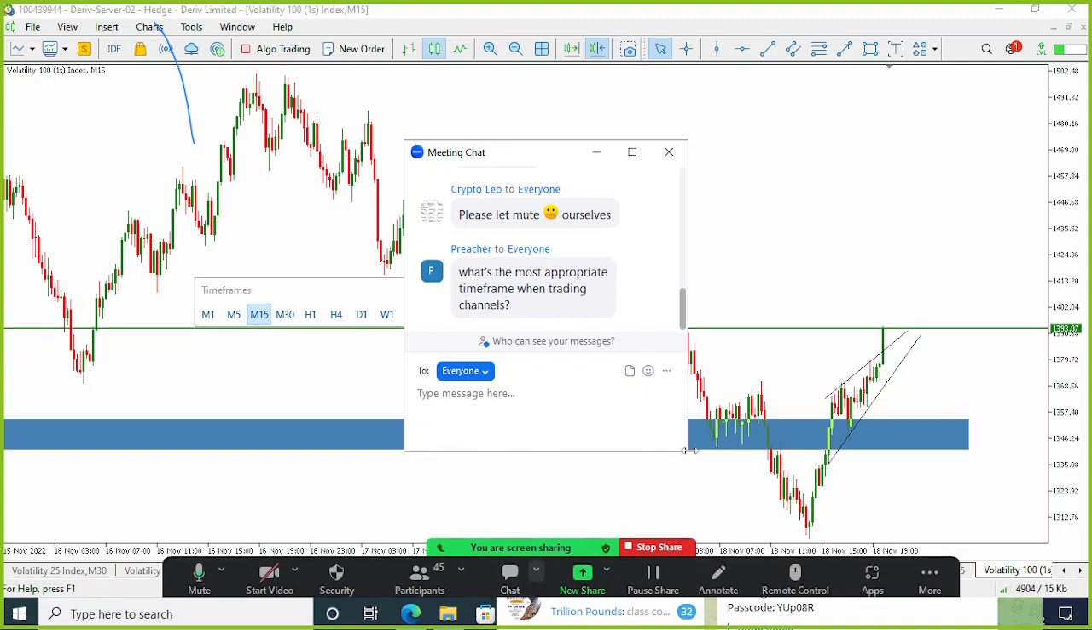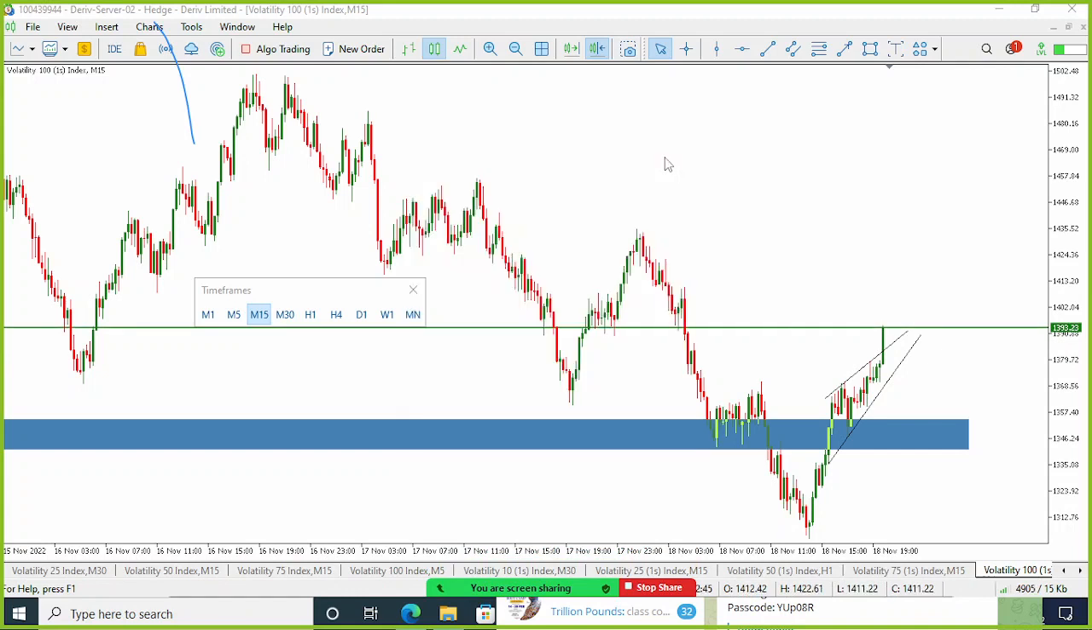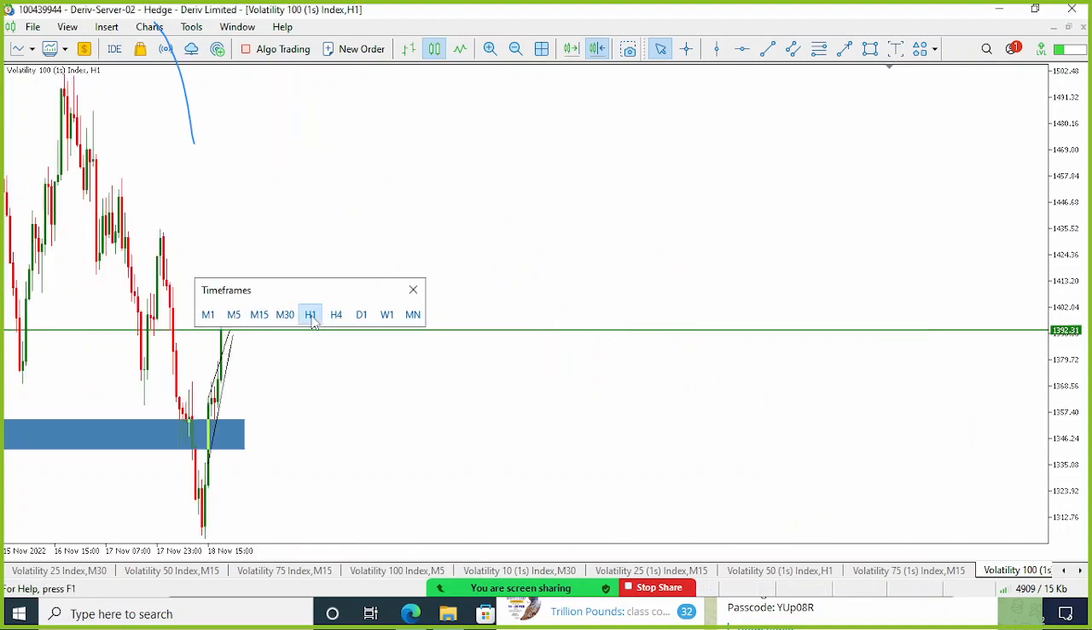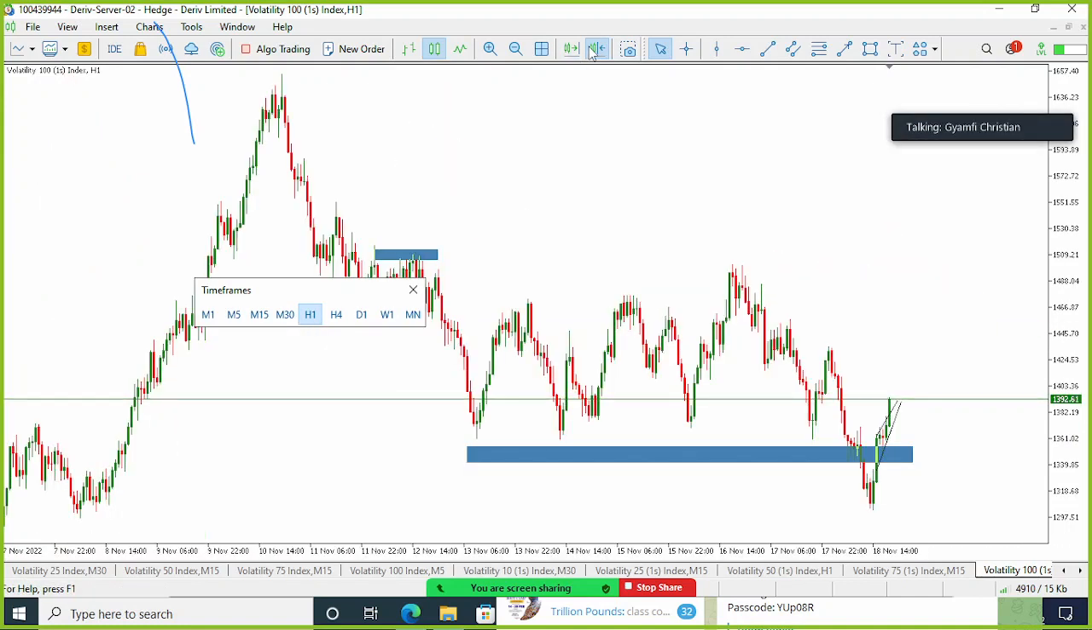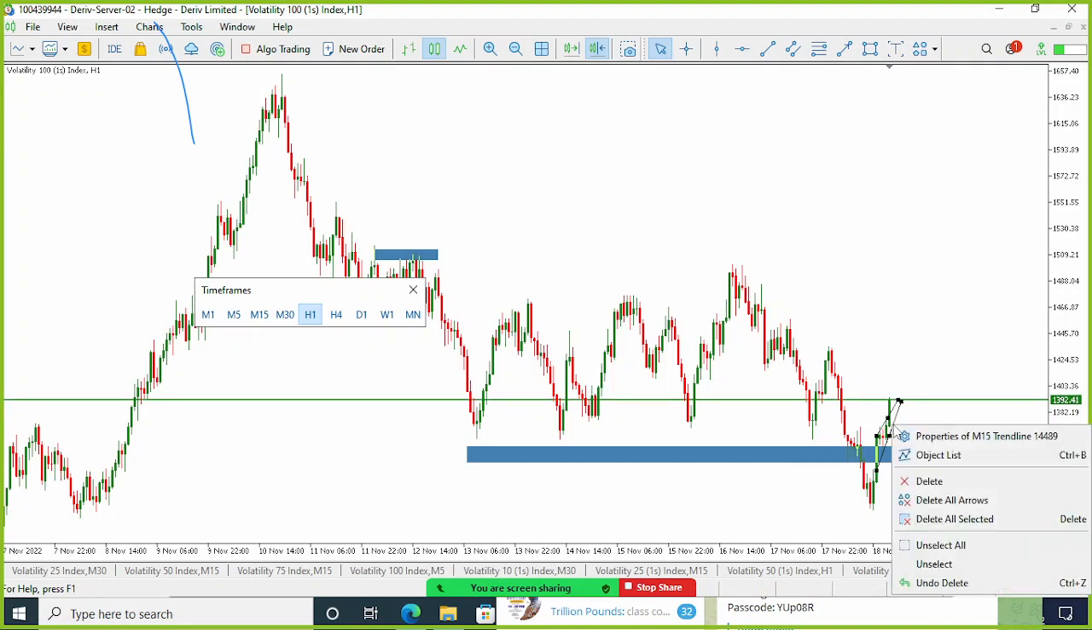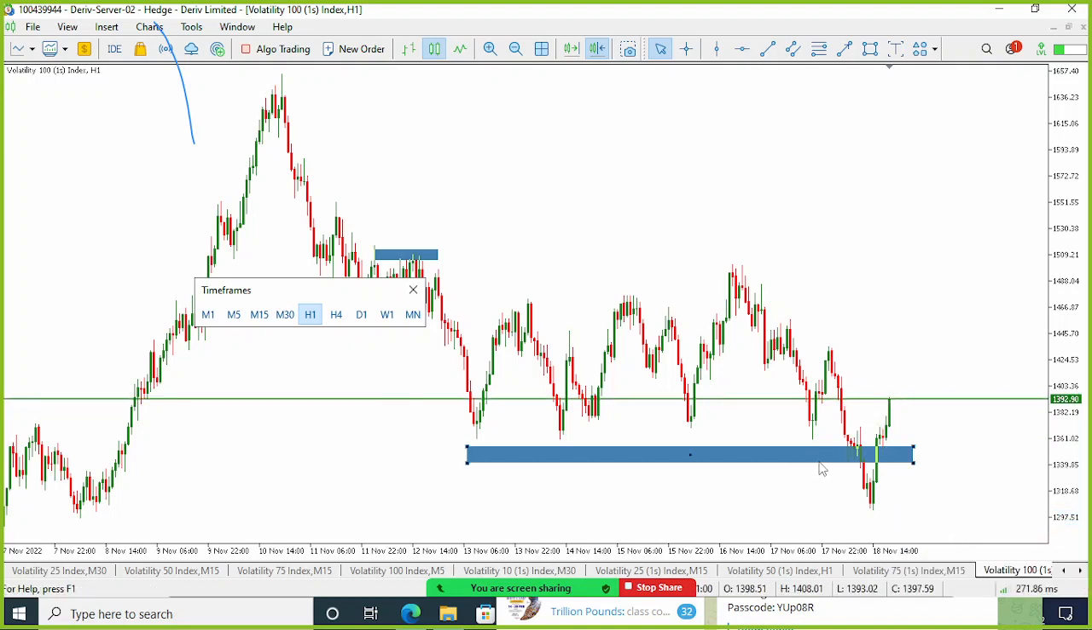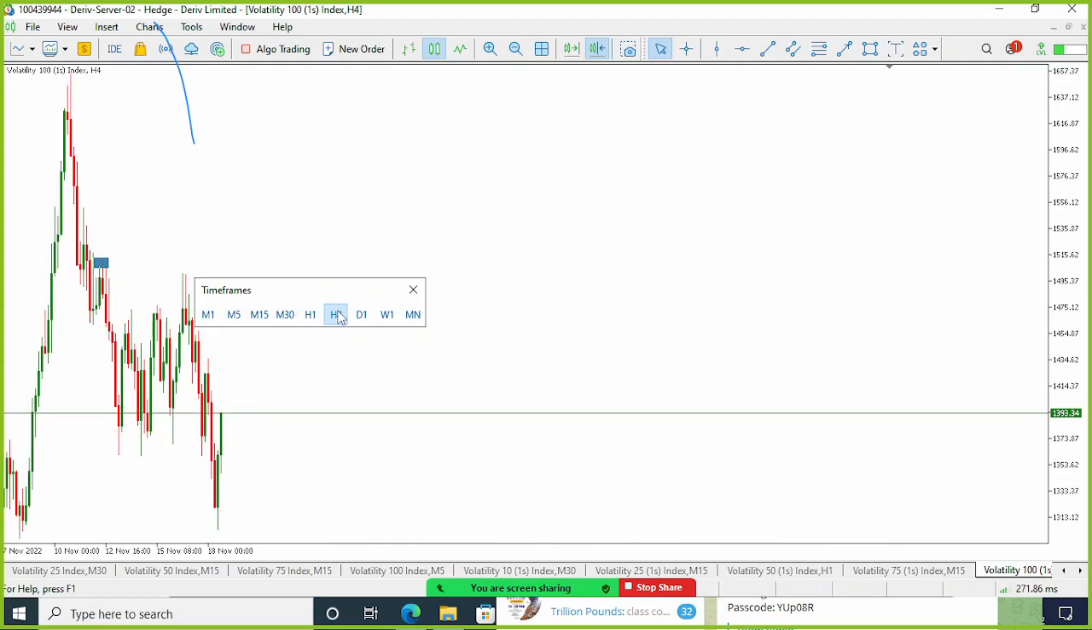Okay, so somebody is asking the appropriate time frame when drawing a channel. So just as I explained yesterday that on any time frame, you can draw your trend line, same way, on any time frame, you can have your channels drawn. You can draw your channels on any time frame. So you can switch to maybe H4.